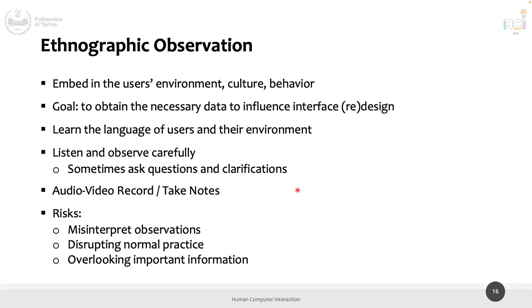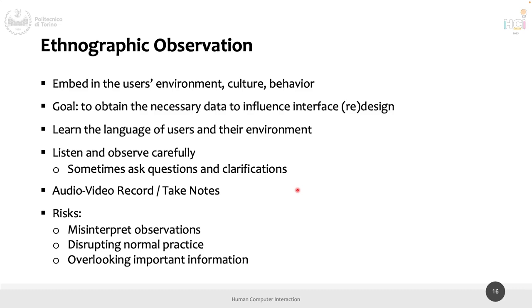Observation is typically intended as ethnographic observation, like that of a researcher going to a remote part of the world that technology never reached, living with people and observing their behavior, the context, etc., to derive their way of living. So observation is, in general, embedding yourself in the user's environment, culture, and behavior. It's like being one of the people you observe.